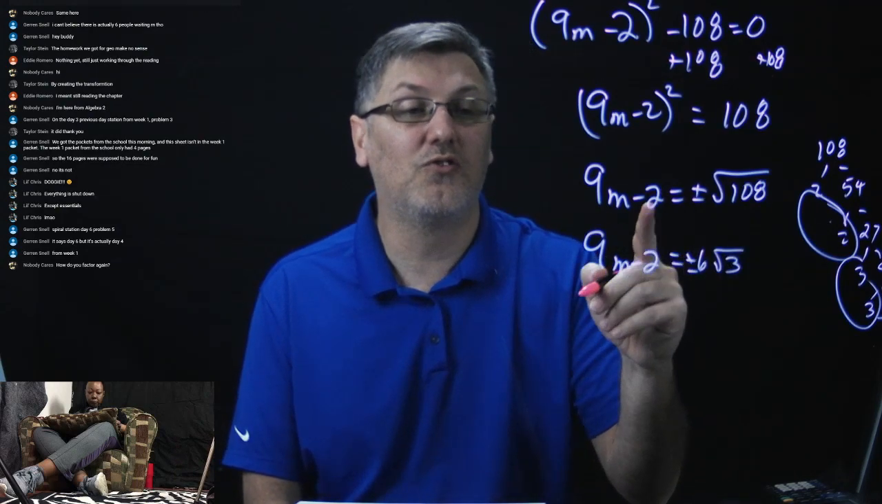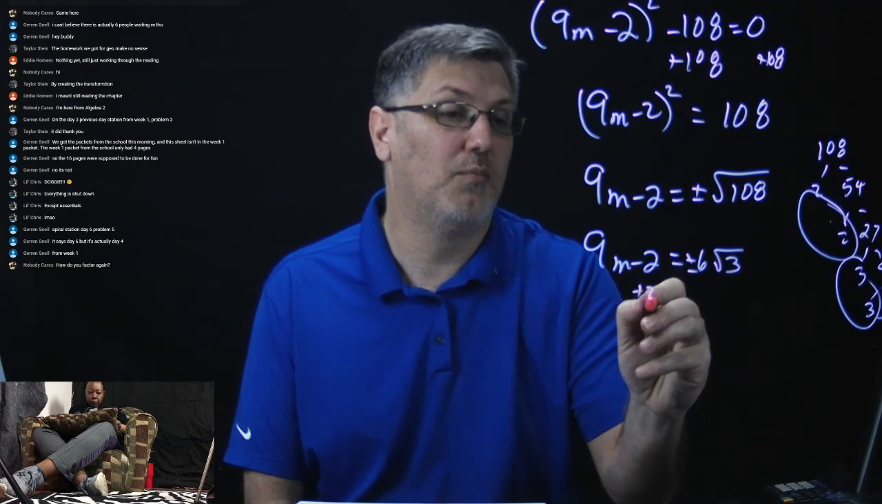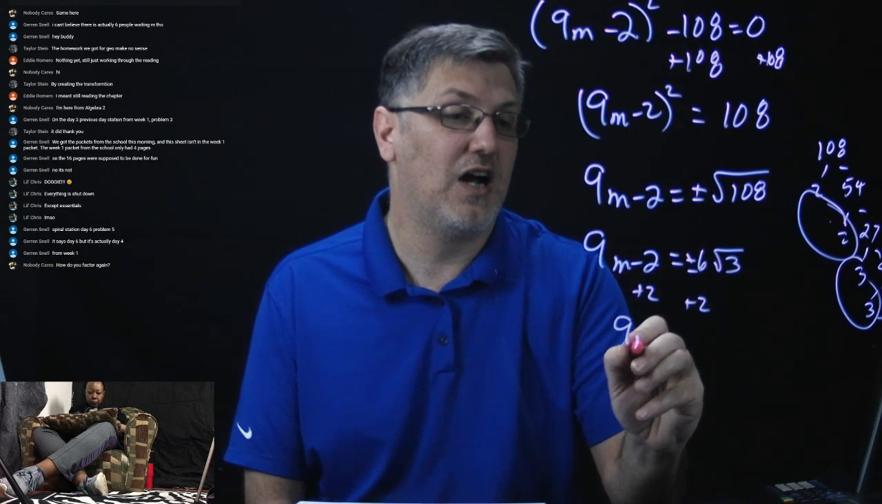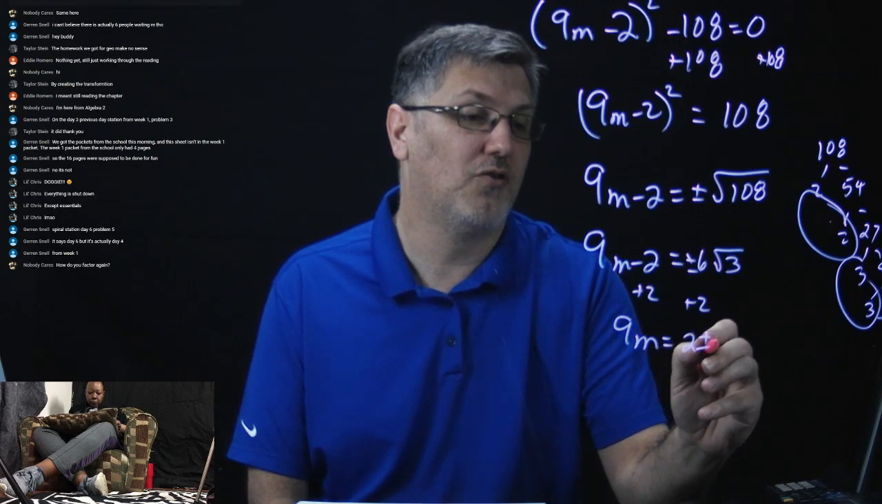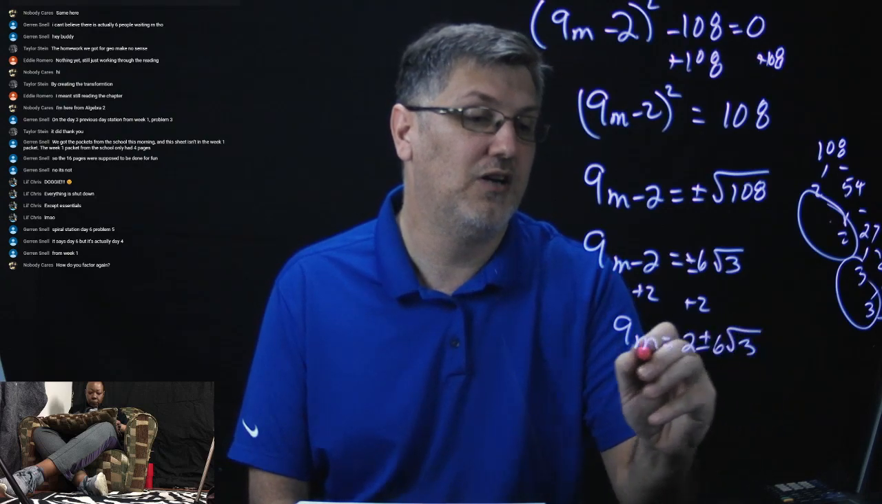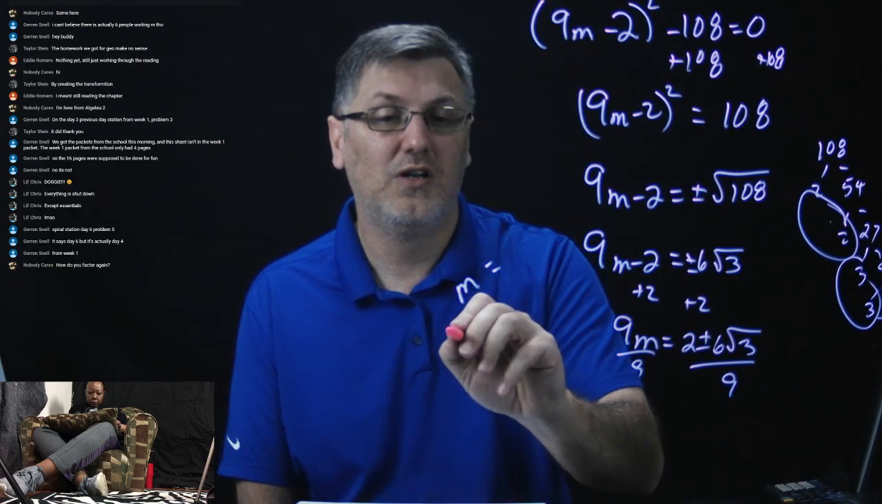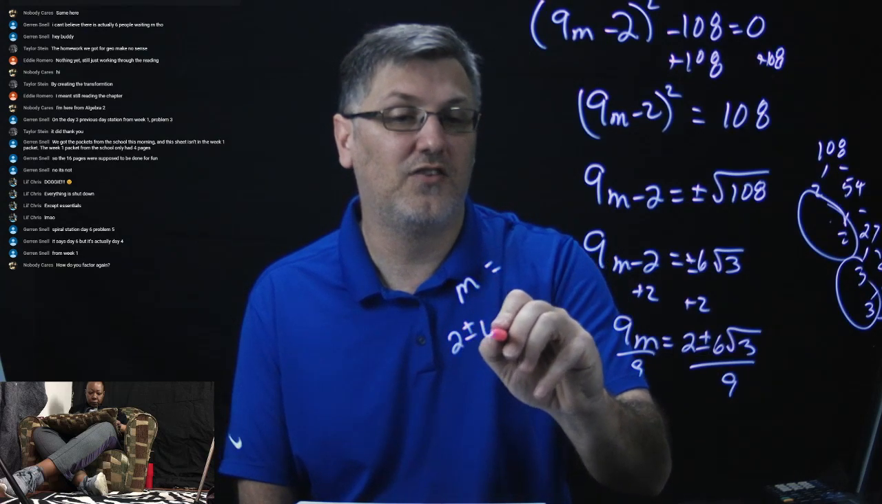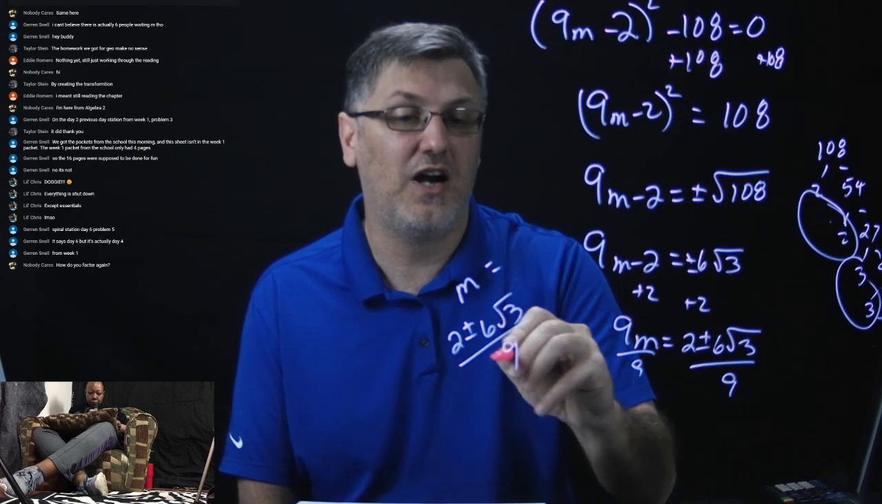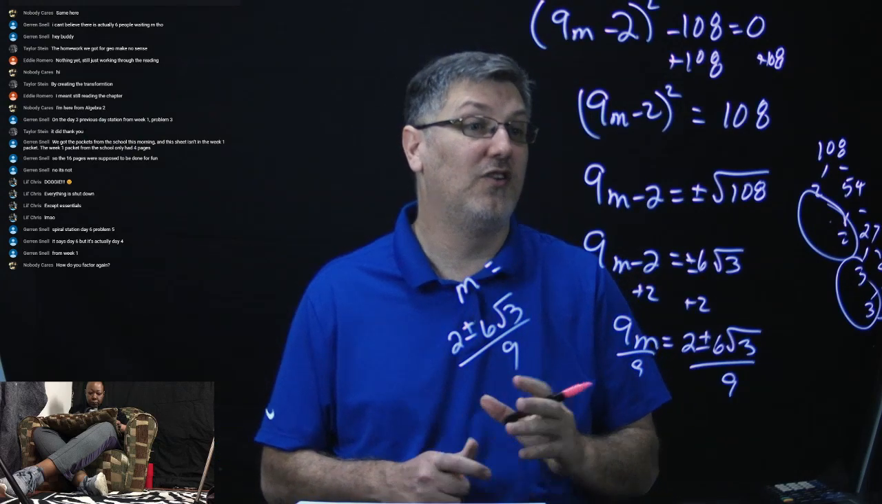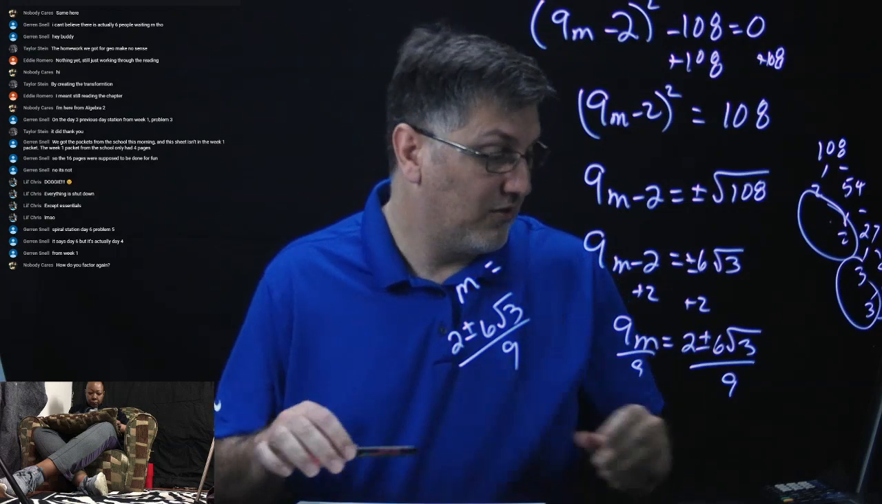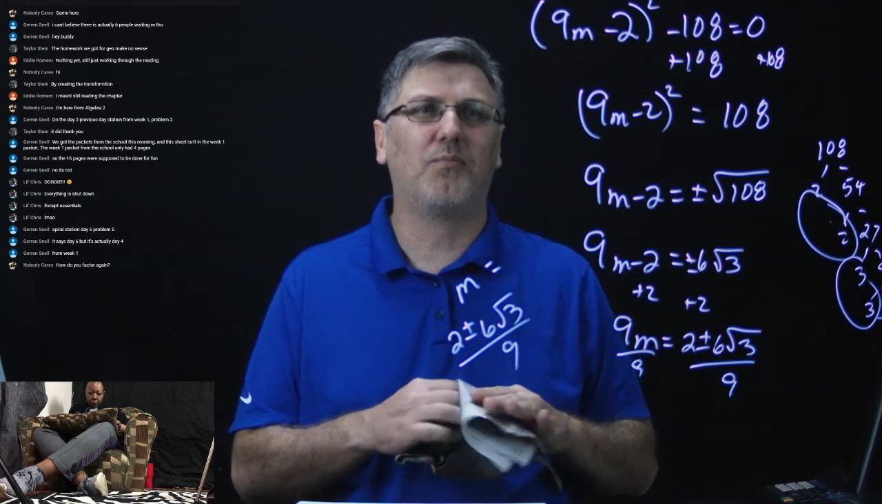Now from here, I'm just going to solve for m. I'm going to add 2 to both sides. I get 9m equals 2 plus or minus 6 root 3. Divide by 9. And m equals 2 plus or minus 6 square root 3 over 9. And you're done. Nothing really crazy with this. Not terribly bad. It's just a little different format than the other problems.